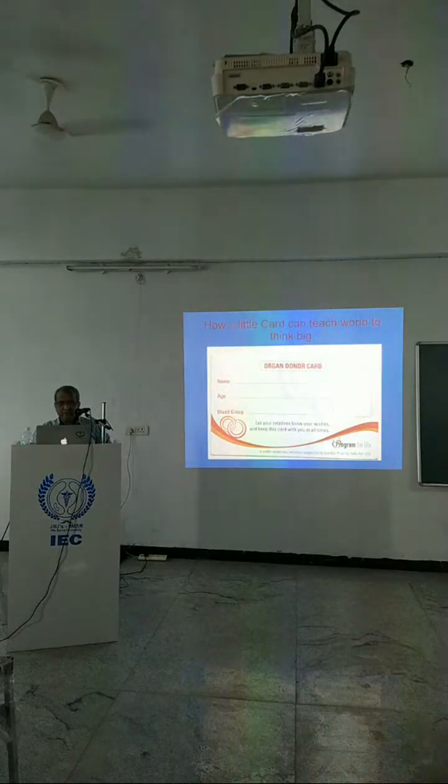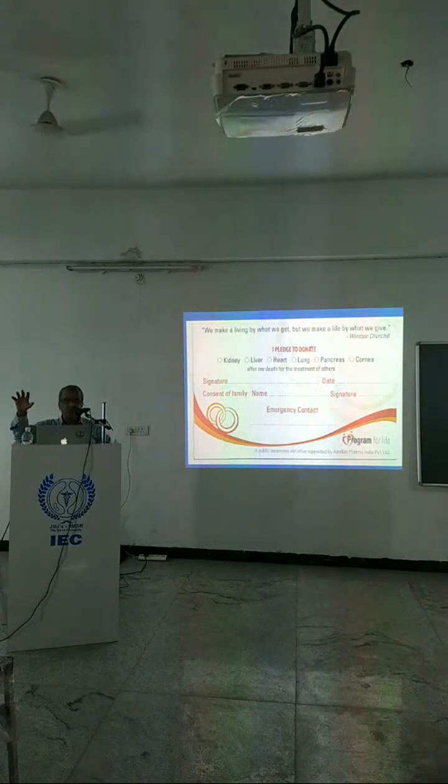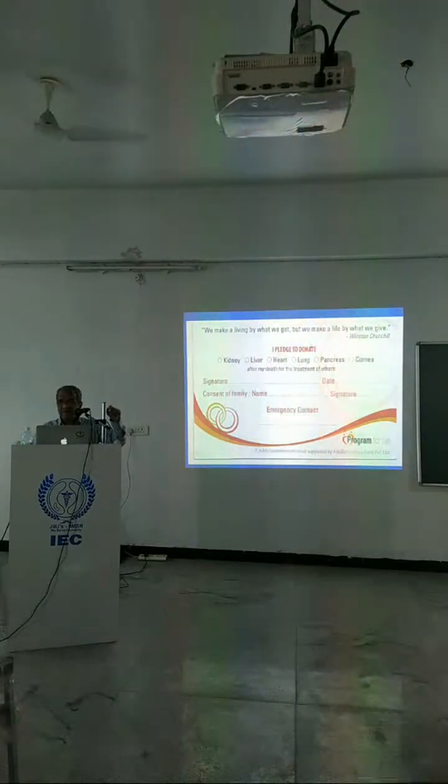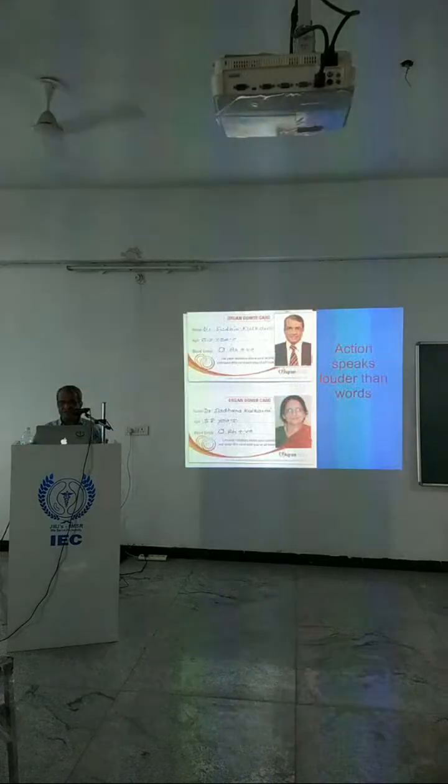This is the donor card which I have already given to each of you. You have to fill in your name, and your signature. If you don't want to fill the card, don't fill it. And even if you fill the card, it's not compulsory, because finally it is the consent of your relatives that matters. You may have given consent, but they may say no, we don't want these organs to be taken. So don't be under the impression that if you have signed the card, that means the organs will be taken. It's not like that. Finally the relatives' signed consent is what is important.